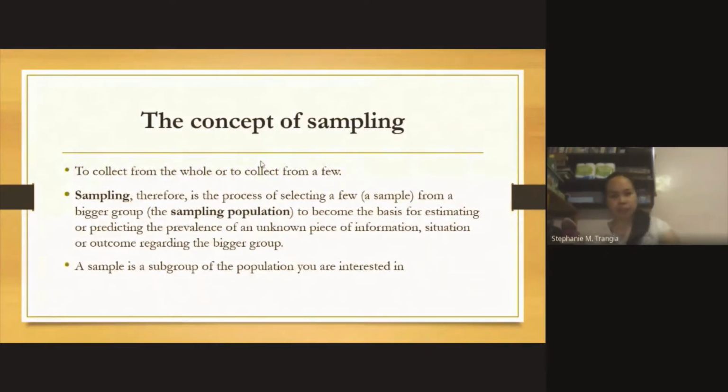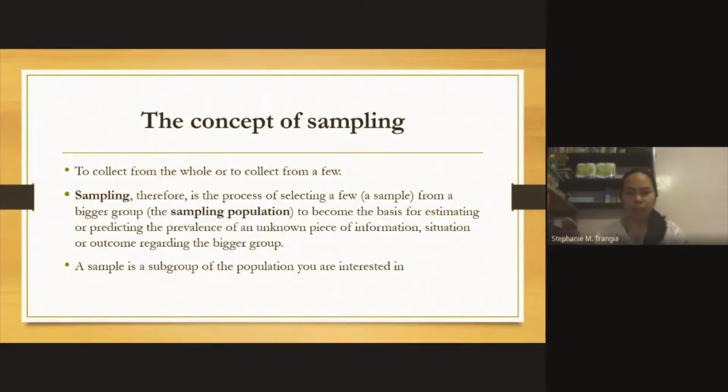So, the concept of sampling: to collect from the whole or to collect from a few. Sampling, therefore, is the process of selecting a few, a sample, from a bigger group, the sampling population, to become the basis for estimating or predicting the prevalence of a known piece of information, situation, or outcome regarding the bigger group.